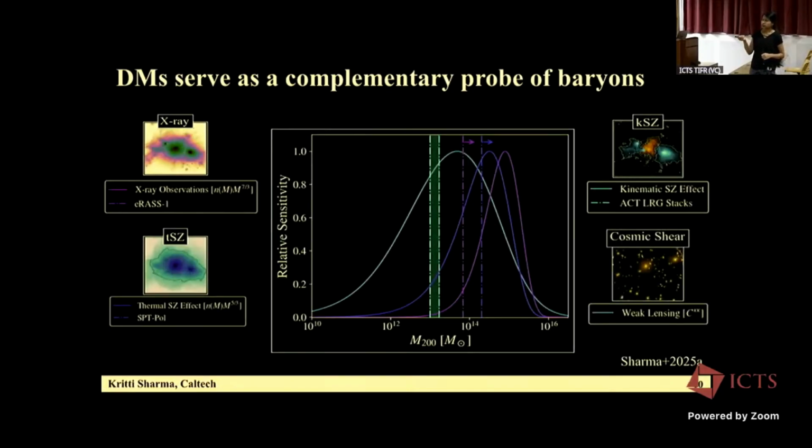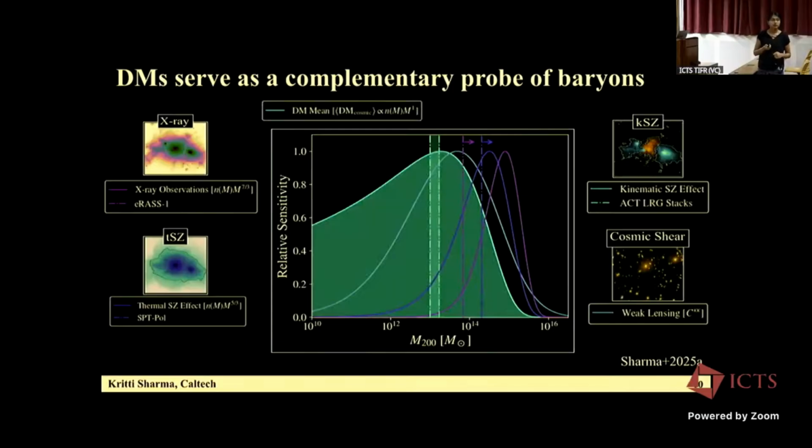Cosmic shear is the ultimate goal for upcoming surveys like Euclid. The idea again is to measure the matter power spectrum to infinite precision. The halo mass sensitivities go all the way from 10^10 solar mass halos to 10^16 solar mass halos. So these three probes alone are not sufficient for us to be able to comment on what's going on with baryons in this broad halo mass regime.